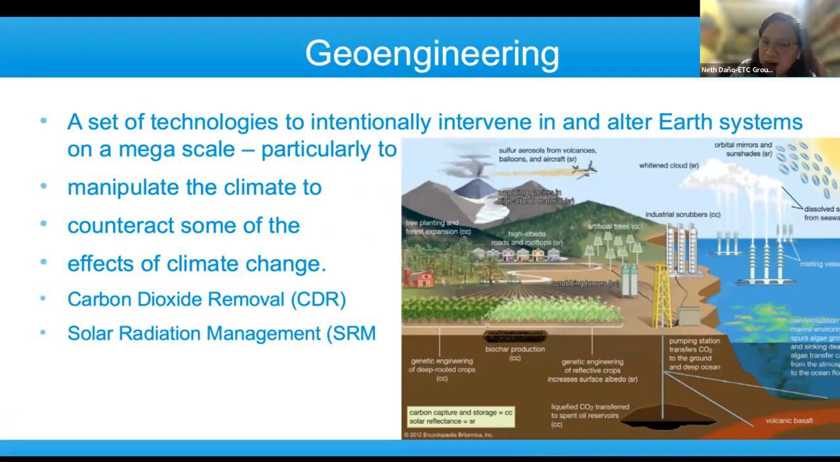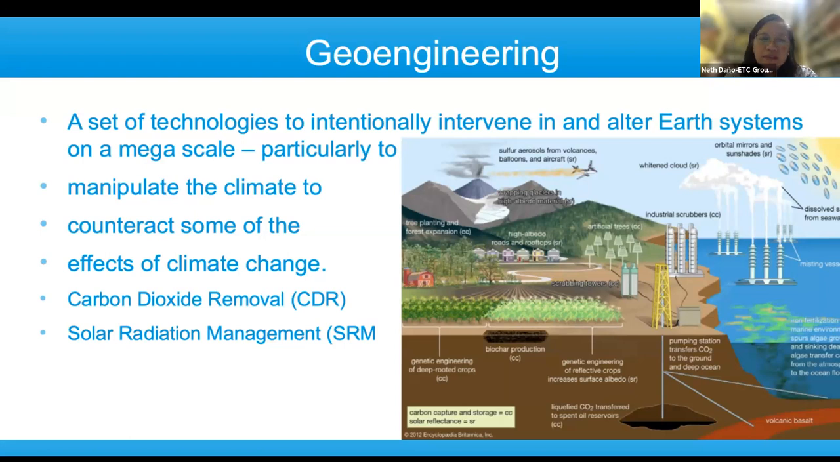I'm sure most of us in this webinar have some background on geoengineering. But just to refresh, geoengineering refers to a set of technologies to intentionally intervene in and alter Earth systems on a mega scale. I'd like to emphasize technologies, because this is really about technofix, clear and simple. The intentional or deliberate aspect is very explicit as well, and it has to be large scale or mega scale to make any difference in addressing global warming. The aim is particularly to manipulate the climate to counteract some of the effects of climate change.